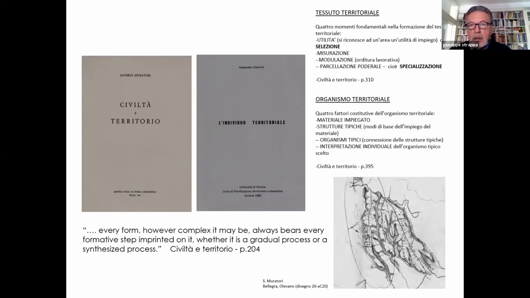So the process is beginning with a selection of the part of the territory, arriving to a specialization. And it's what I will try to demonstrate to you concretely with some drawings. The idea of process was always present in the lectures of Muratori. You see here one very clear phrase about this: the transformation of the territory is a process. Every form, however complex it may be, always bears every formative step imprinted on it, whether it's a gradual process or a synthesized process.